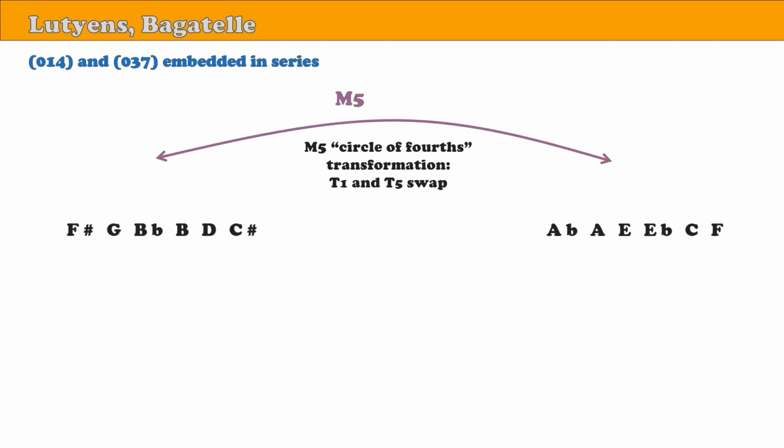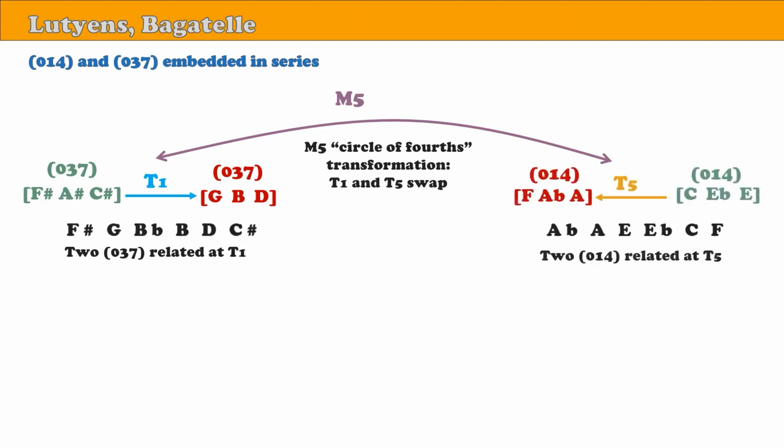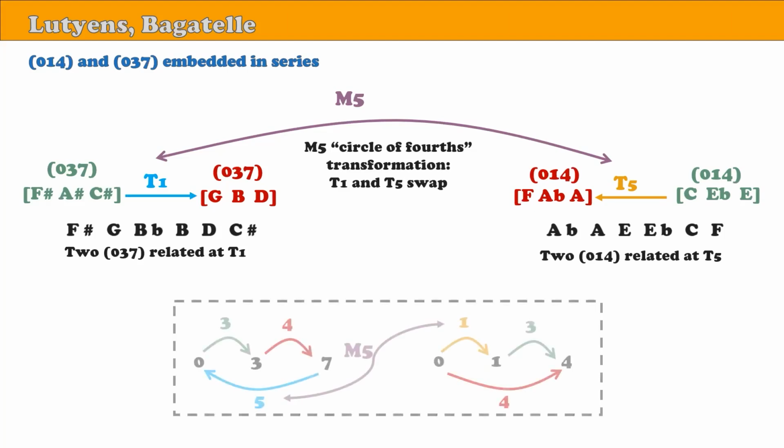The first hexachord can be thought of as 2 037s, related at T1. In the second hexachord, the 037 become 014. Both sets contain intervals 3, 4, and 5, and the 5 within 037 has become the 1 within 014. At the same time, the T1 that connects the 037s in the first hexachord has become the T5 that connects the 014s in the second hexachord.